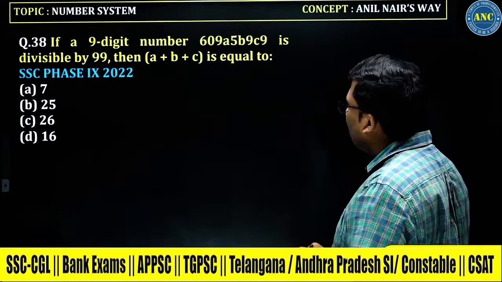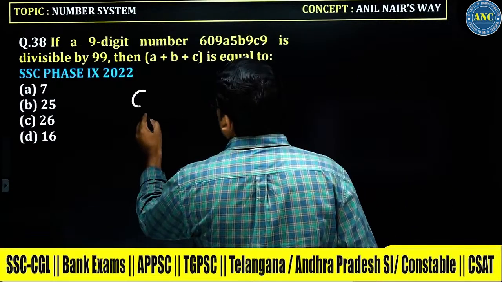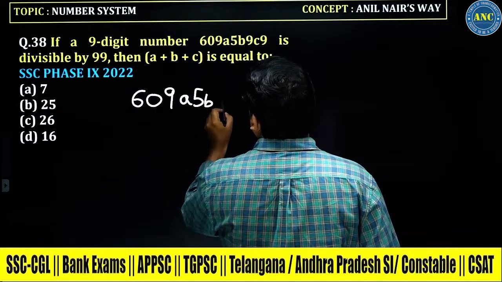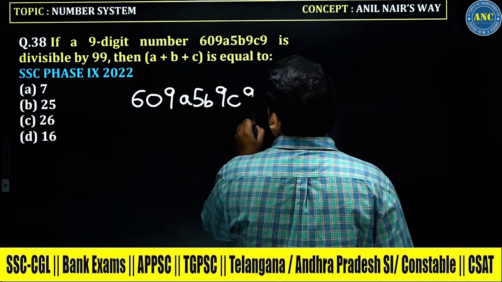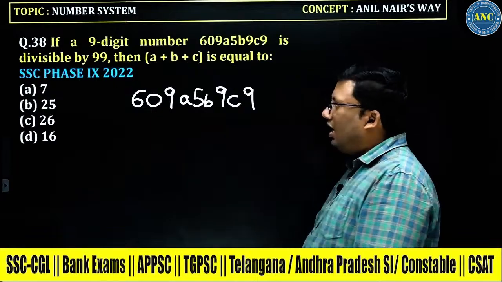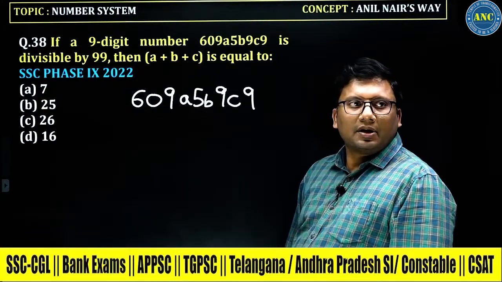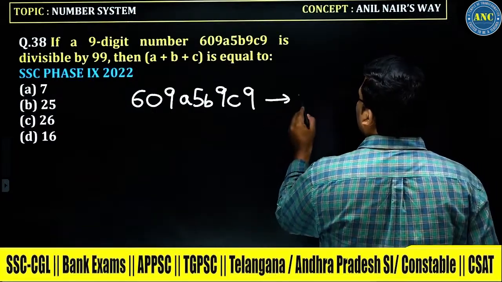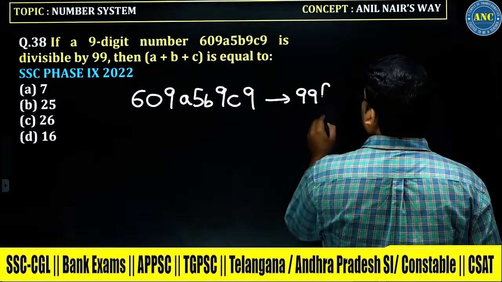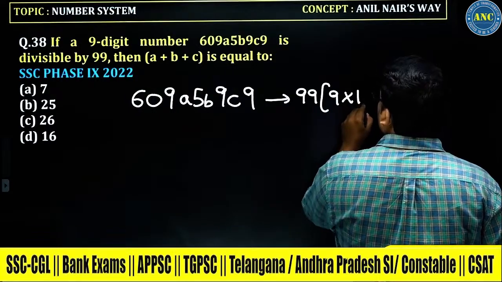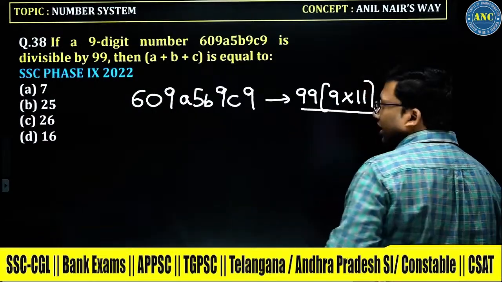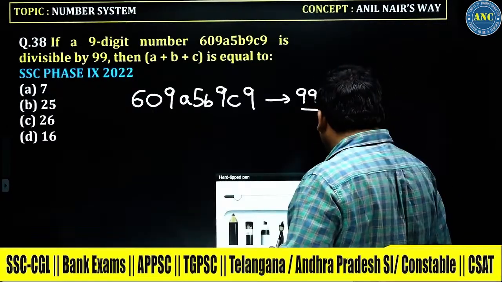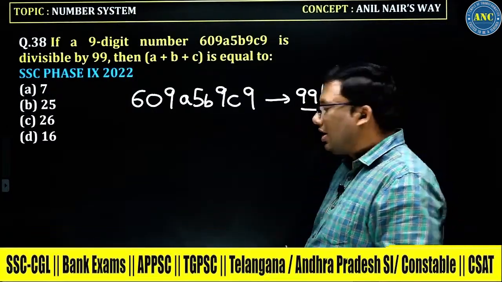38th question. There is a 9-digit number, 6A5B 9C9, 609 A5B and 9C9. It is divisible by 99. 99 is a composite number, so it can be written as a product of two coprimes. 99 is 9 into 11.